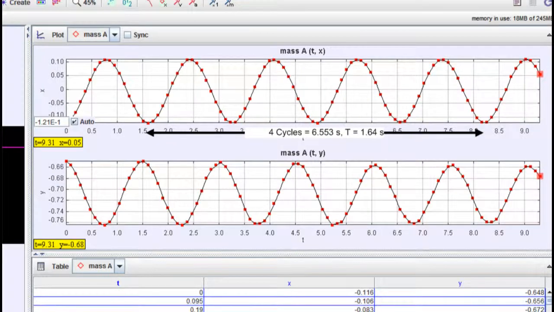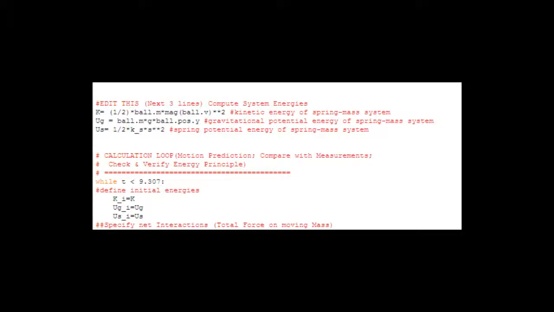If using the graph of x position from Tracker, we calculate the time period for the oscillations in the x direction, we get a value of 1.64 seconds. This implies that the value of Ks used is not appropriate for modeling the motion in the x direction.